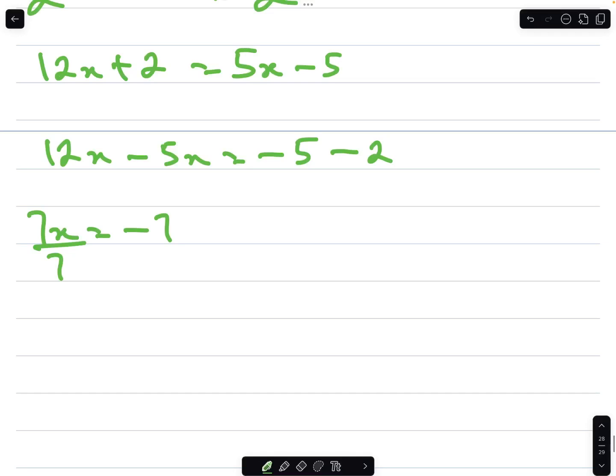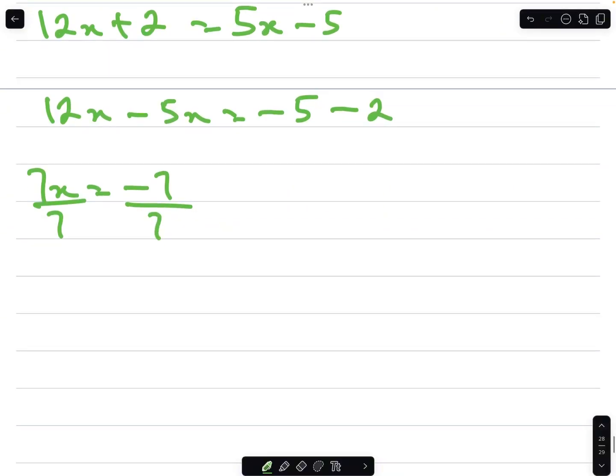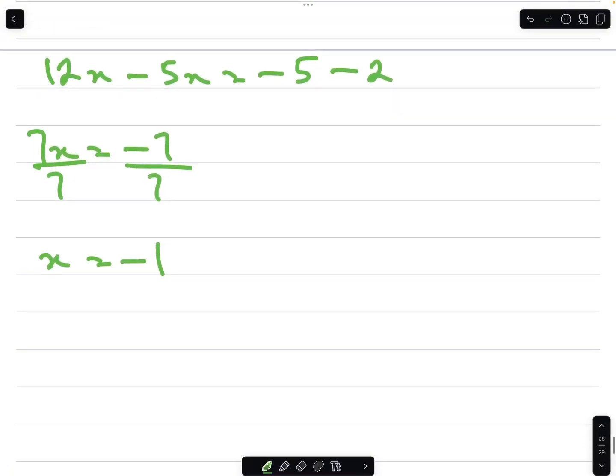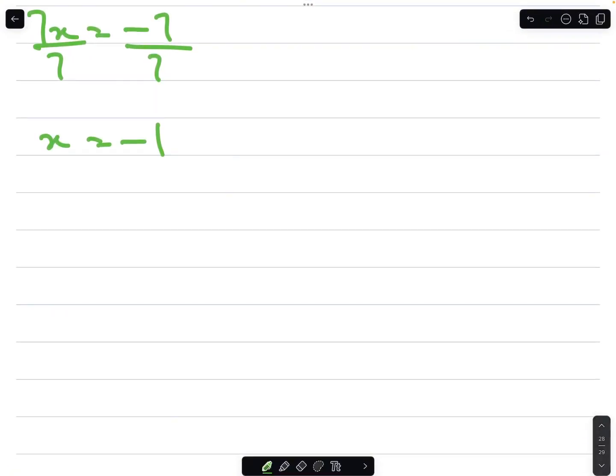Great. And what do we do to get x? Exactly. Yes. X equals what? Minus 1. Fantastic. Do you understand? Yes. Are you sure? Yes. Beautiful. What's the next one?